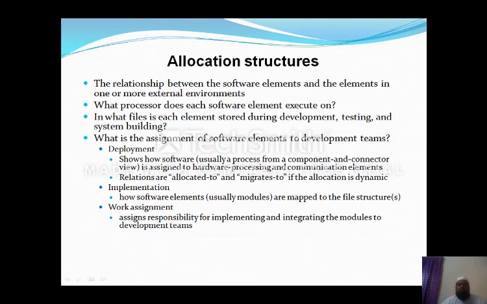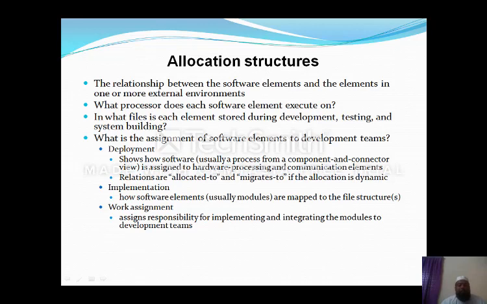So till now we have seen two types of structures: module structures and component and connector structures. Now we will discuss the allocation structures. The relationship between the software elements and the elements in one or more external environments. What processes does each software element execute on? In what files is each element stored during development, testing and system building? What is the assignment of software elements to development teams?